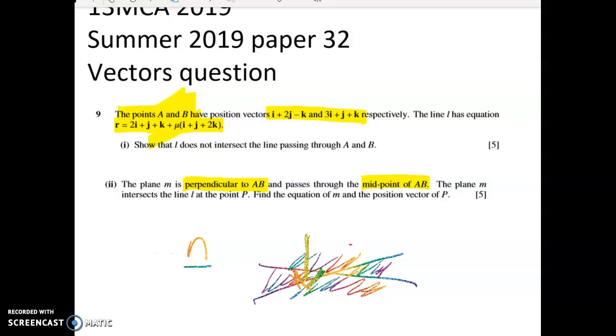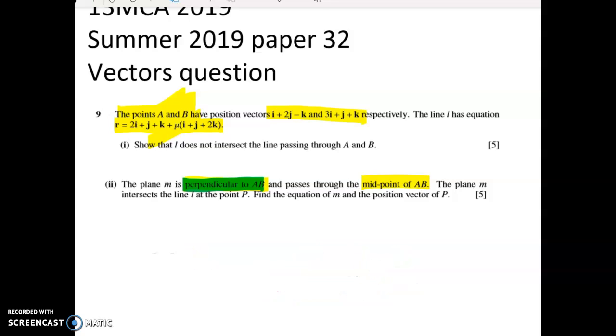If you start thinking like that for this question, you're going to miss something really, really massively obvious, which is that we're told that the plane is perpendicular to AB. And that means that that will be our normal vector. And I think it's pretty easy, if you don't spot that, to waste a whole lot of time on this question, making it harder than it really is. Then we have to find the equation of the plane, and then we've got a classic question where the plane intersects the line L at point P, and we just have to find the equation and the position vector.